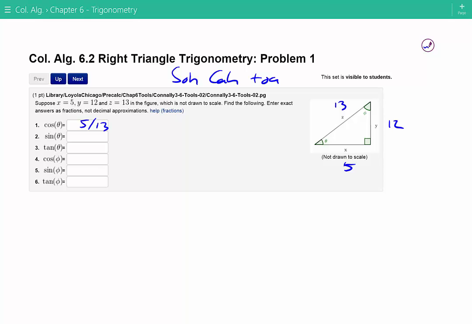And then, obviously, sine of that same angle would be opposite over hypotenuse, so it'd be 12 over 13. Tangent of theta is opposite over adjacent, so that'd be 12 over 5. And then the cosine of phi up here, now we're looking at this angle, so it'd be adjacent over hypotenuse, which is 12 over 13. And the sine of phi would be opposite over hypotenuse, that'd be 5 over 13. And then we want the tangent of phi, which is opposite over adjacent, so that's 5 over 12.